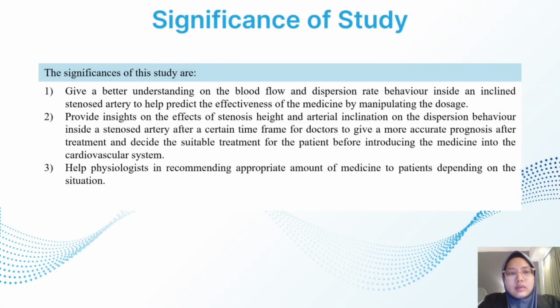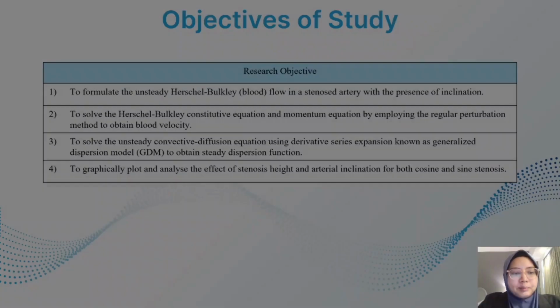The significance of this research is that the theoretical results can give a better understanding on the blood flow and dispersion rate behavior inside an inclined stenosed artery so that it can help predict the effectiveness of a medicine by manipulating the dosage. Second, it provides insights on the effect of stenosis height and arterial inclination on the dispersion behavior inside a stenosed artery after a certain time frame so that doctors can give a more accurate prognosis and decide the suitable treatment for the patient before introducing the medicine into the cardiovascular system. And last, it can help physiologists in recommending appropriate amount of medicine to patients depending on the situation.